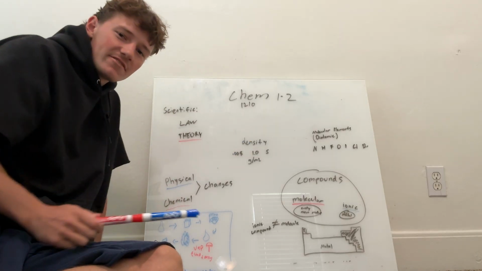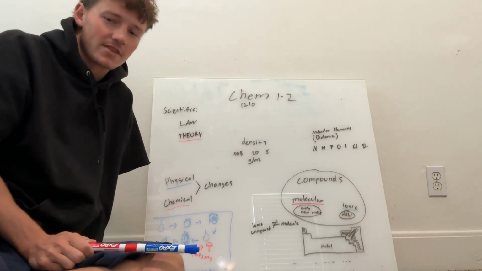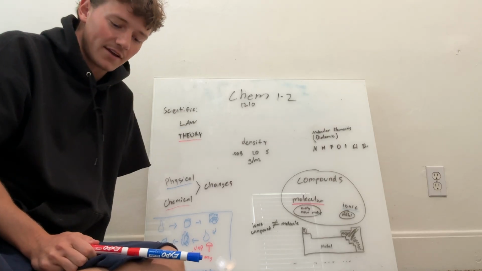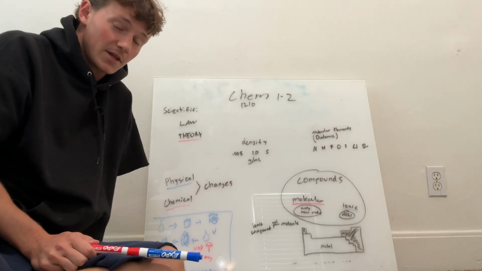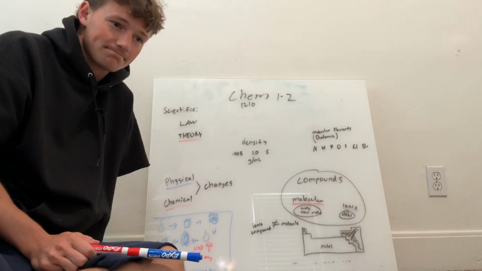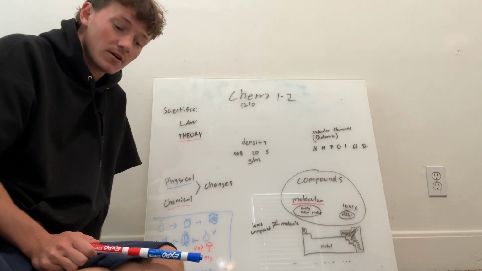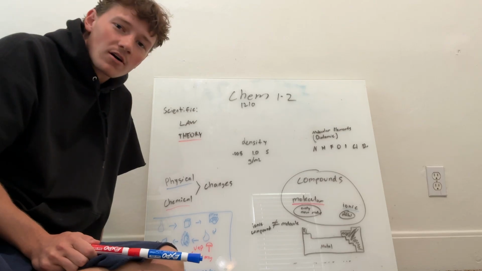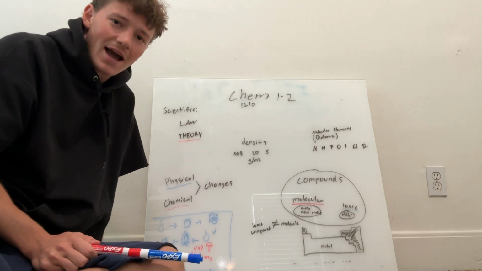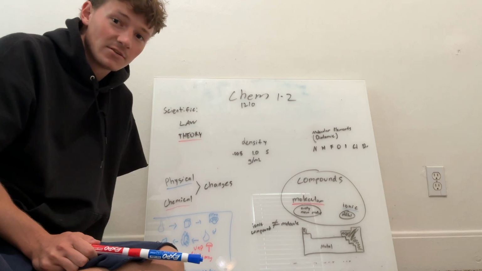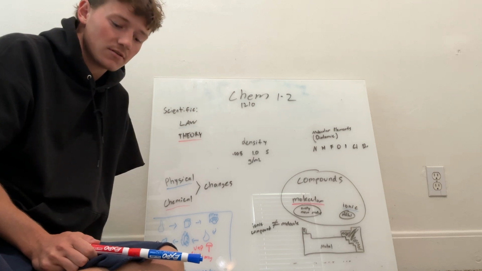First of all, scientific law versus scientific theory. Laws are patterns that are repeatedly seen. They usually have an equation, like pH, for our last video. Theories, however, are kind of the explanations behind those laws. They change when new evidence is found.